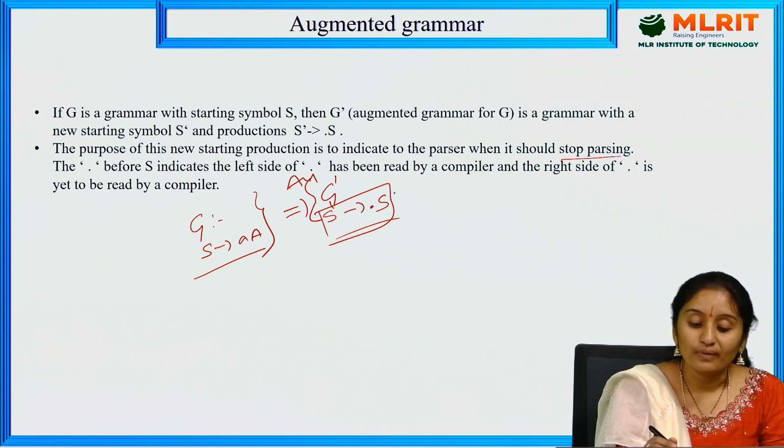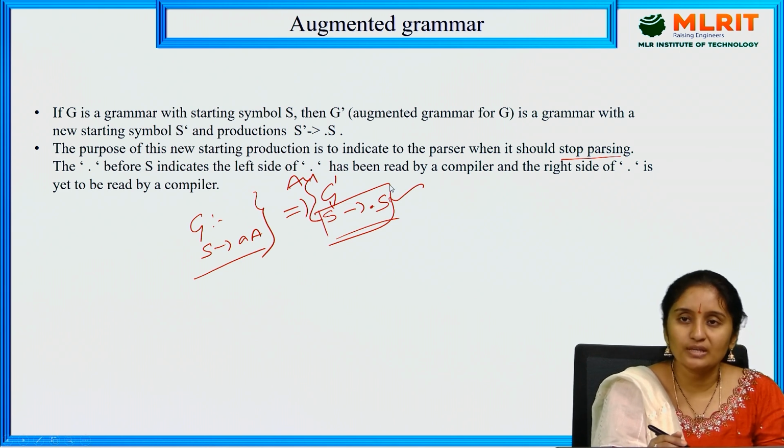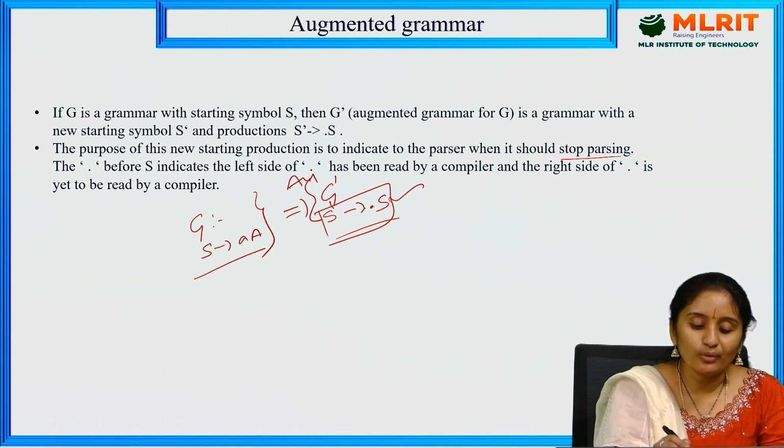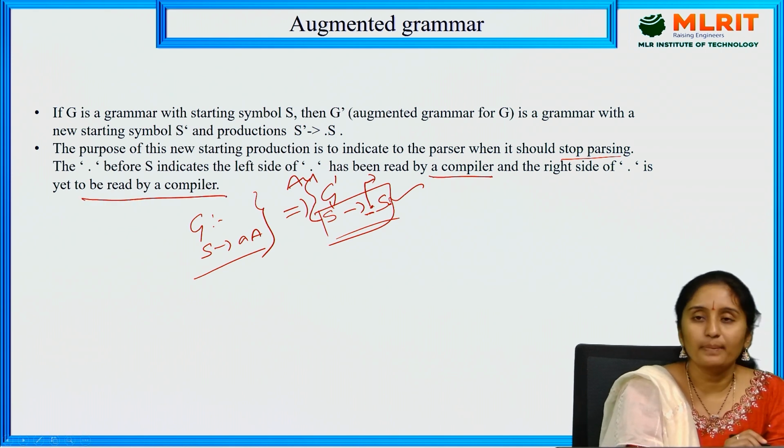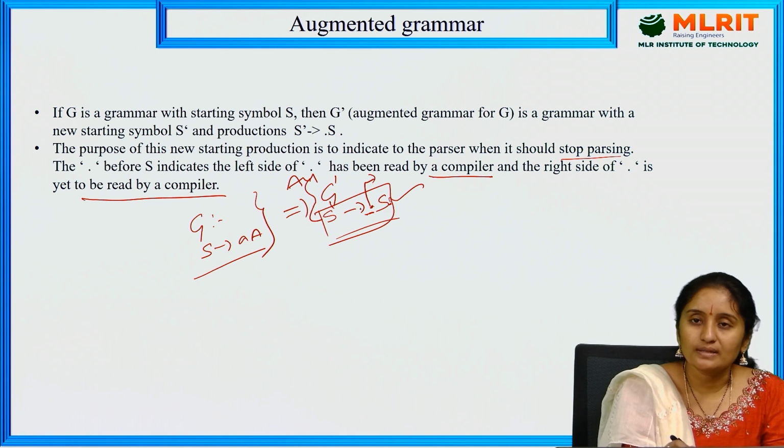When I am writing this new production, it indicates when to stop my parsing, when to stop reading or when to complete my parsing. The dot indicates that what is before the dot is already read by the compiler, and what is after S is yet to be read by the compiler. The first dot is before S.